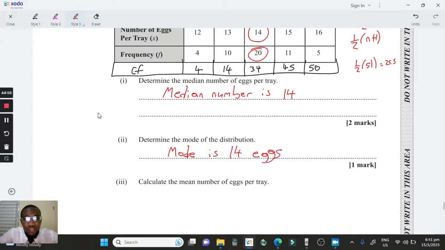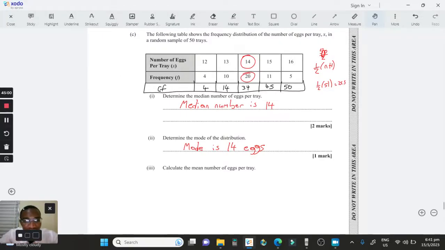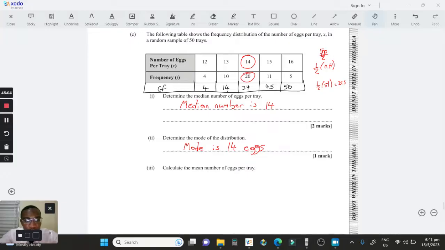Now they want us to find the mean. Now always remember the mean. This is so easy, guys. Remember the mean is bar x. Bar x is equal to the sum of fx over the sum of f. So the sum of fx, well, we can just work out fx here. This is your x, so they tell you x, and this is f.